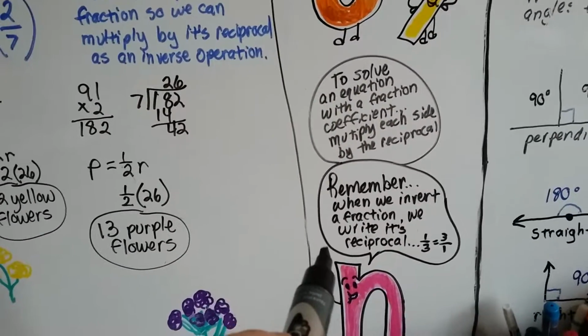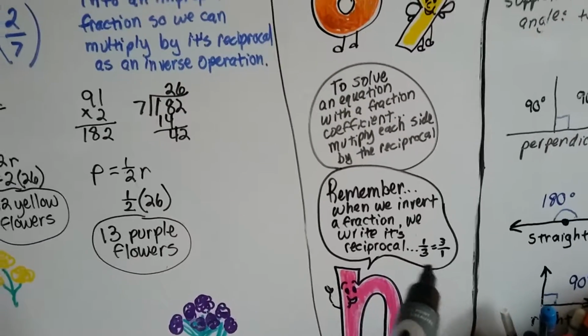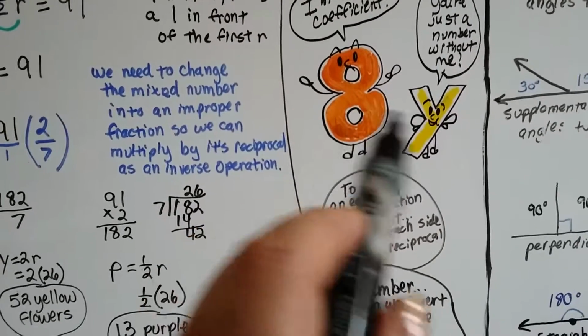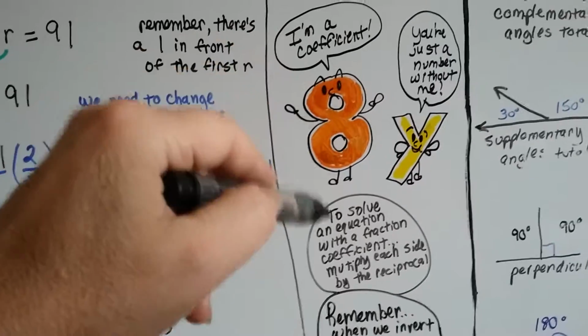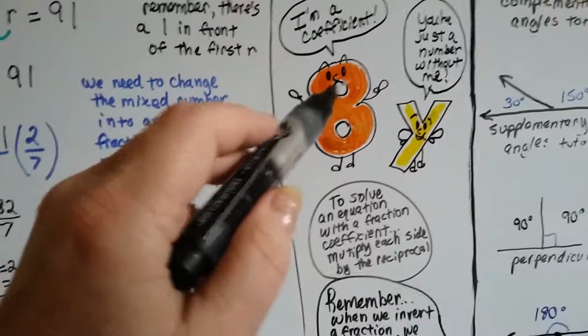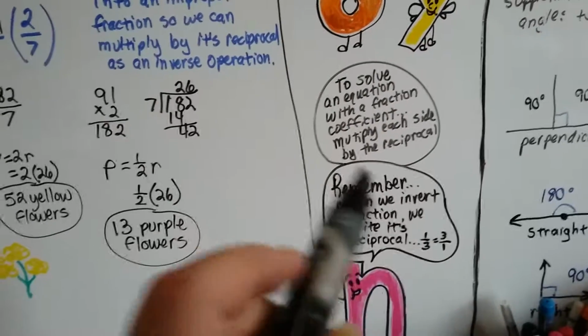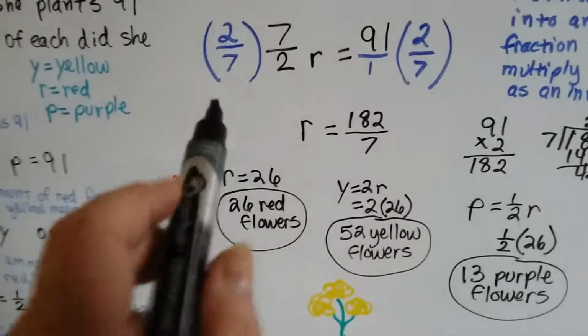And when we invert a fraction, we write its reciprocal, like 1/3 becomes 3 over 1, all right? And if you don't remember the coefficient, I was telling you before, it's the number in front of the variable. So when there's a coefficient, and in this place, instead of the 8, there's a fraction, then this is what we do. We flip that fraction upside down, and we multiply both sides by that fraction, okay?